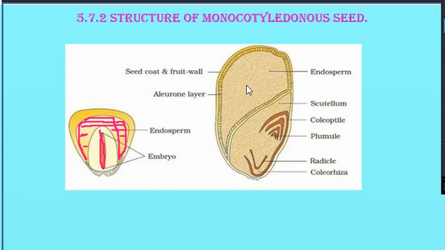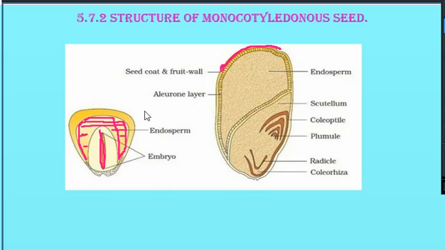This is a longitudinal section of the monocot seed. Most of the monocotyledonous seeds are usually endospermic, but some seeds, as in the case of orchids, are non-endospermic. In seeds like cereals such as maize, the seed coat is membranous and it is fused with the fruit wall. Here you can see this is the seed coat and fruit wall, they are fused.